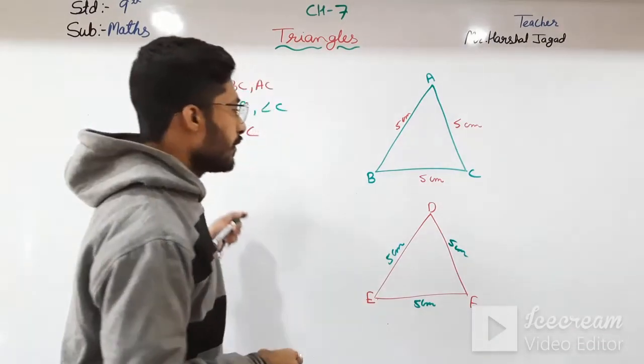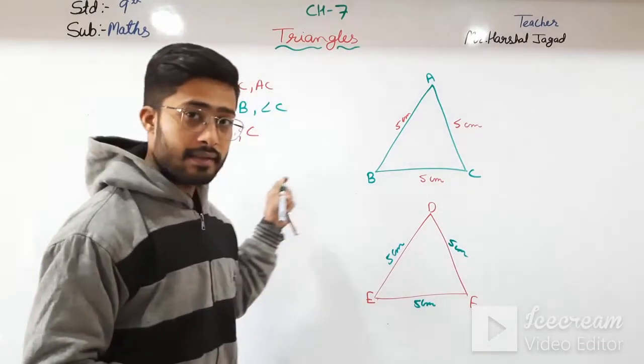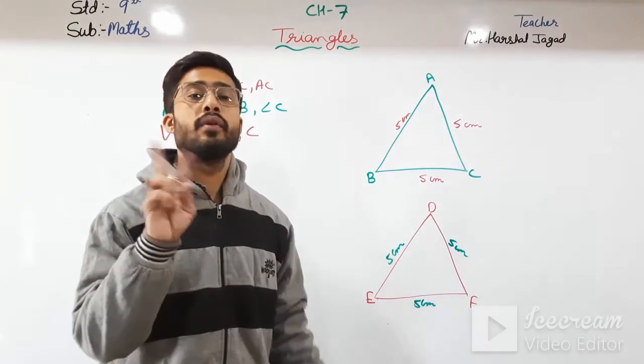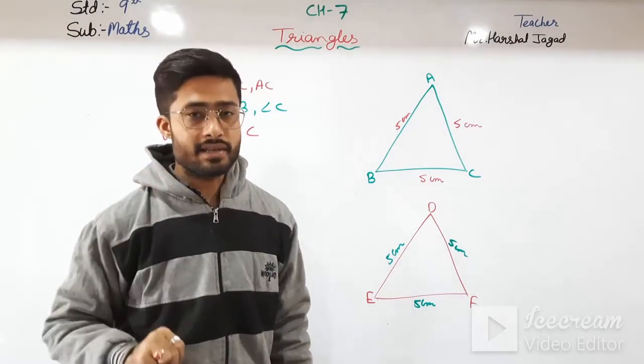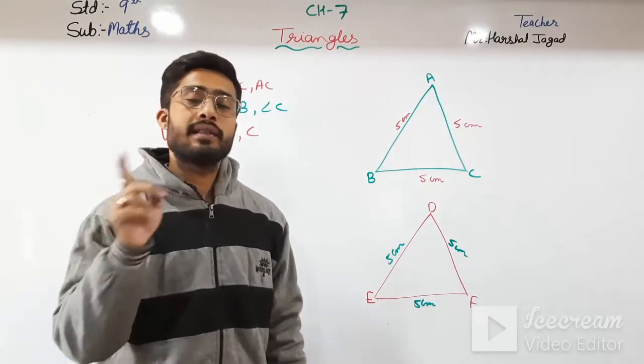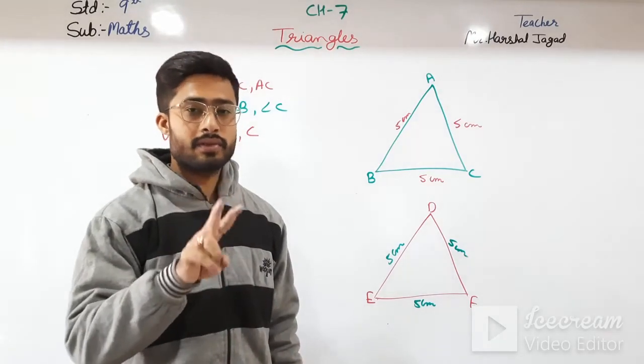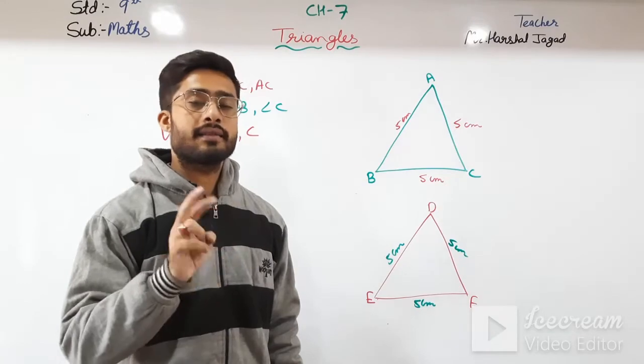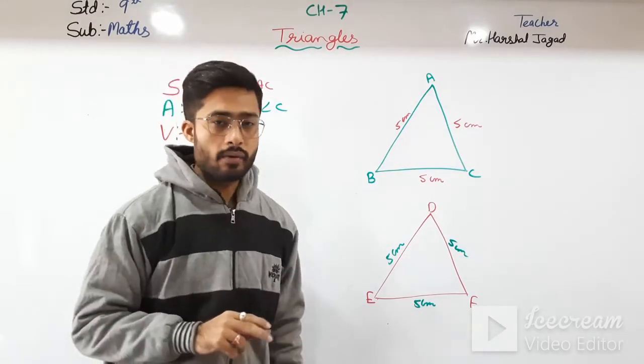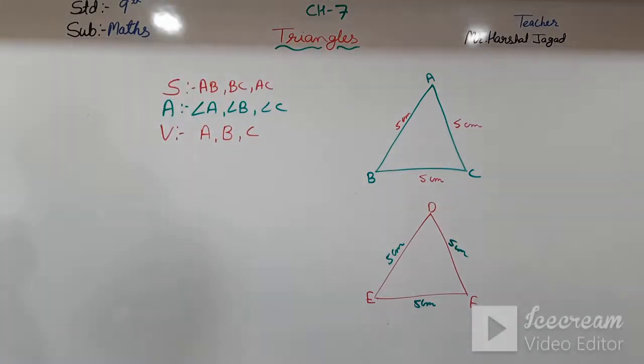In that way, if I draw a square and draw the same square again, then they both are congruent to each other, as they talked about the circle. If I make two circles of the same radius, then they both are congruent to each other. Okay students, moving further.